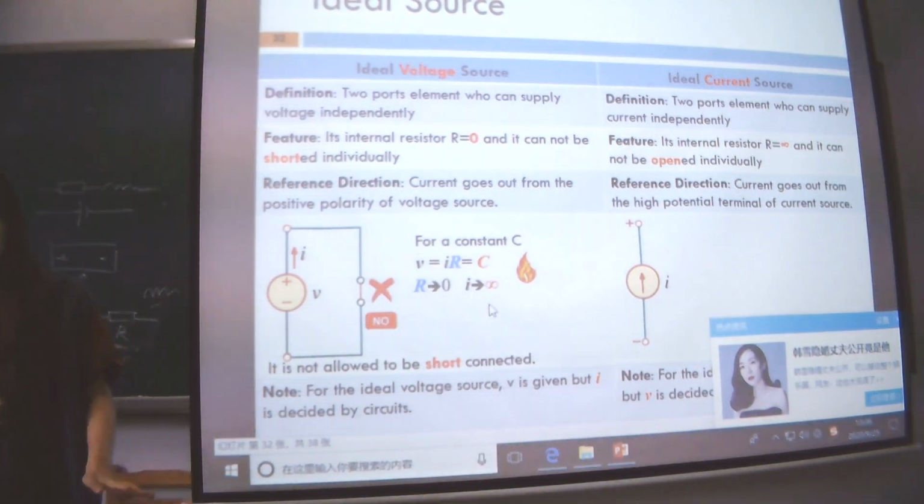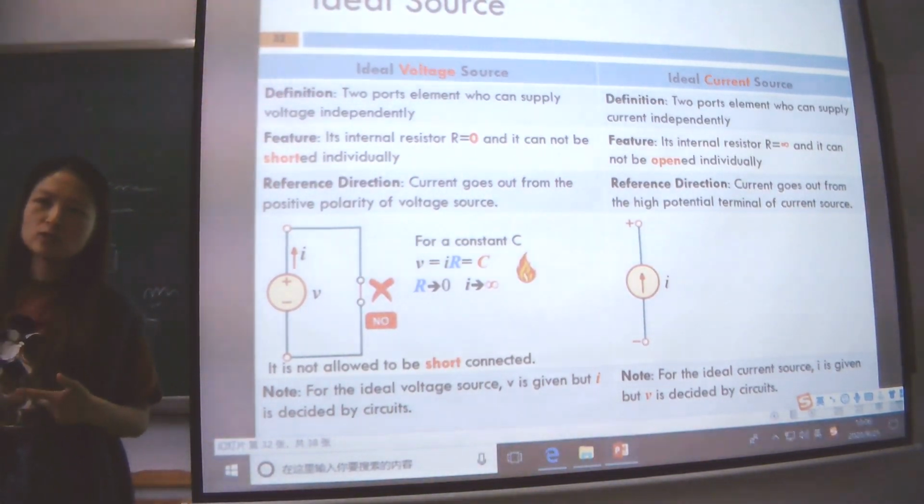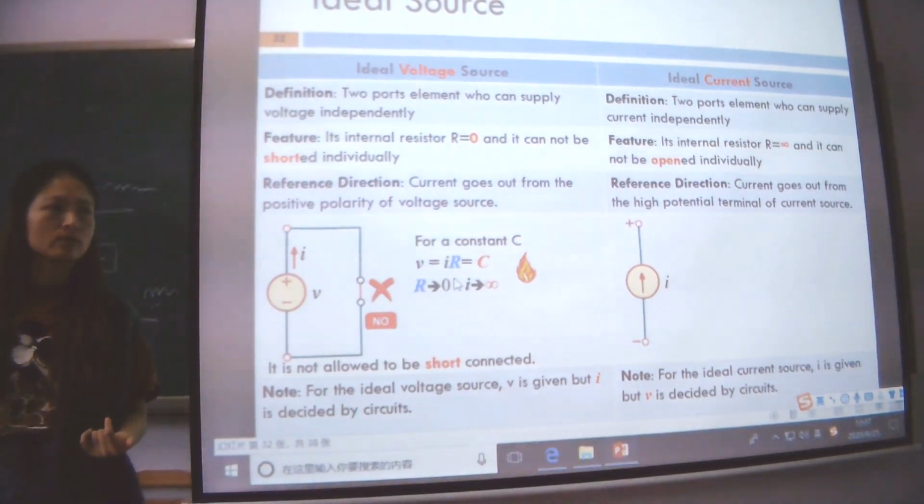If you don't understand, or if you forget this one, we can just use this equation, right? This equation is Ohm's law, and we just make a short derivation, and we can derive it. The voltage source cannot be shorted, and the current source cannot be opened. Sometimes we mistake them. But if we have this equation, we can derive it very quickly. So it's not a problem for us as well. Okay.